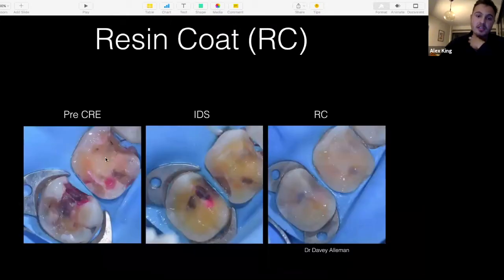And here we can see again on the left-hand side, this is pre-caries removal endpoint. We have our pink outer infected dentine. It's been removed. May have left a little bit here due to caries removal endpoint measurements, like I said, 3 millimeters and maybe 5 down. And then they've done their immediate dentine seal and the resin coat.